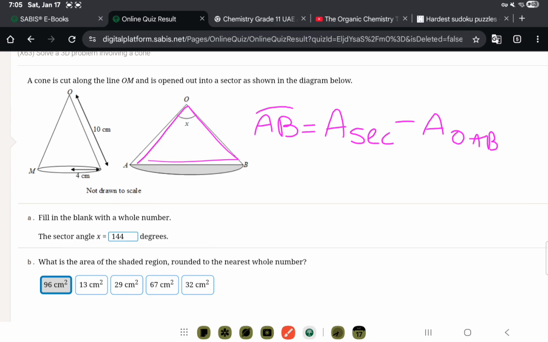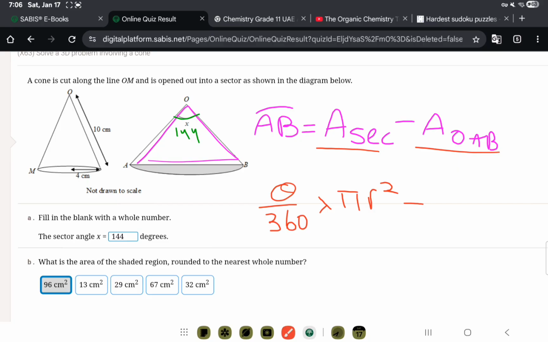Now, you have the area of a sector. You have a formula for it, which is basically just angle over 360 multiplied by pi r squared. Remember, when you're talking about area, you always do pi r squared. When you're talking about perimeter or circumference, you do 2 pi r. So you need to find the area of AOB. If you remember what you took in term 1, we found x to be 144.